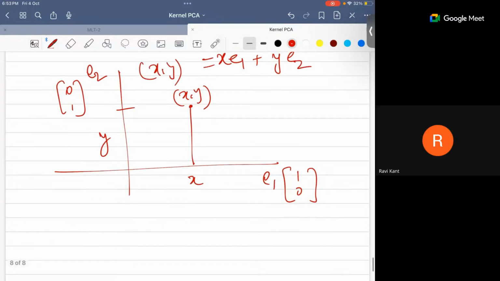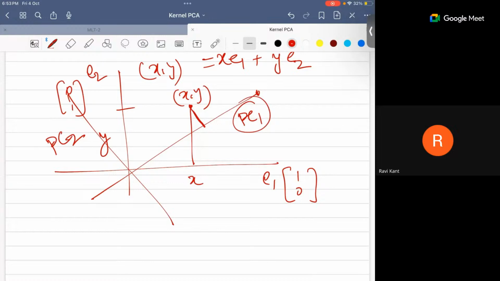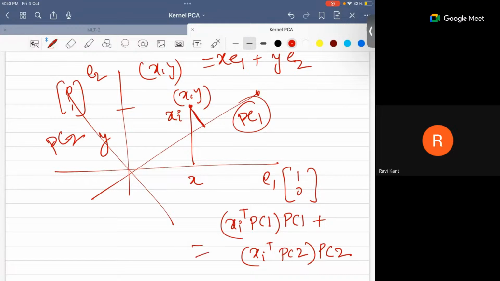Similarly, if you have changed the dimension so that this becomes your PC1 and this becomes your PC2, then you calculate the projection of this data point on PC1. So this will become what? The projection of this data point xi times PC1 multiplied with PC1, plus xi transpose PC2 times PC2. Correct? This is how you write the data point.